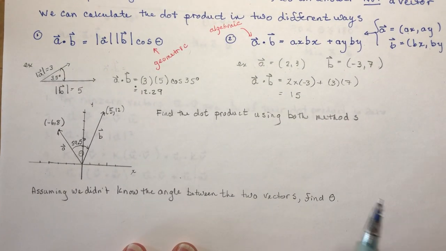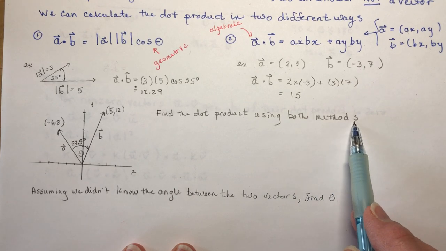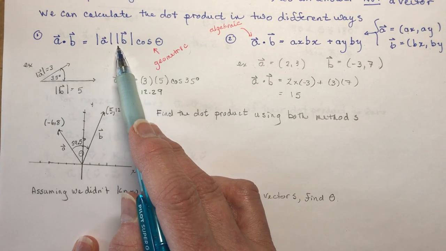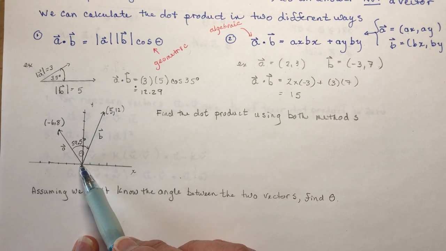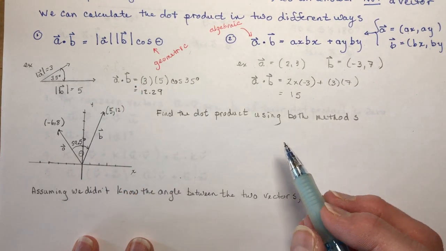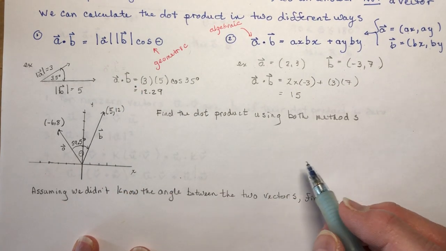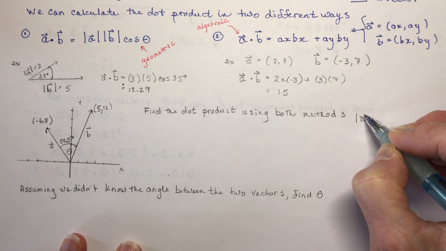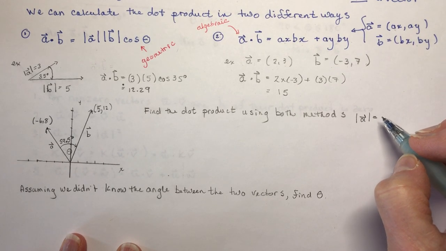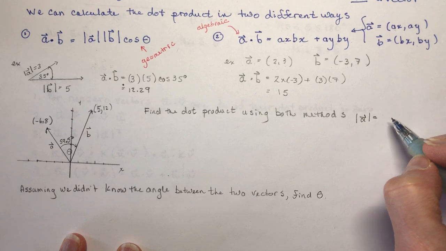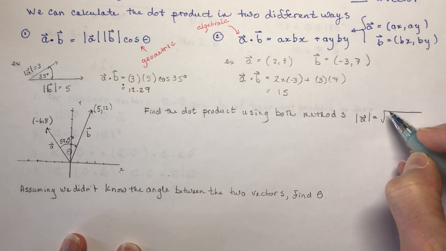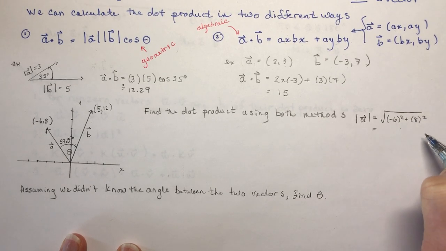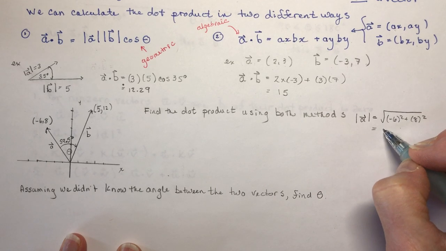Okay, the next question says, find the dot product using both methods. In order for me to use the first method, I obviously need to know what the magnitudes of A and B are, because that's part of the formula. If you write out your formulas, you're sure not to make a mistake, but let's find the magnitudes. Remember, to find the magnitude of A, you just sum the squares of each of the numbers and take the square root. So I'm going to do minus 6 squared plus 8 squared. 36 and 64 is 100. The square root of 100 is 10.